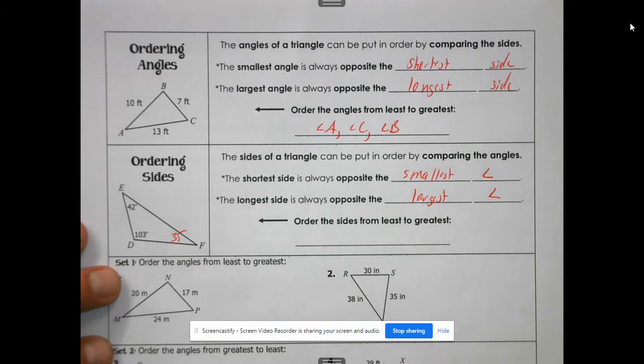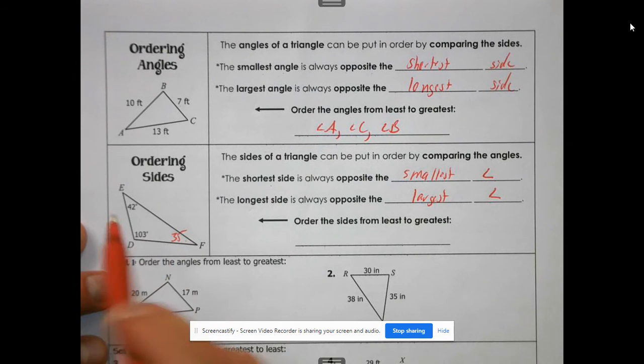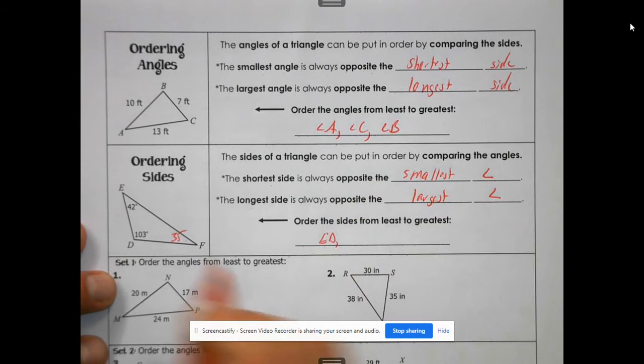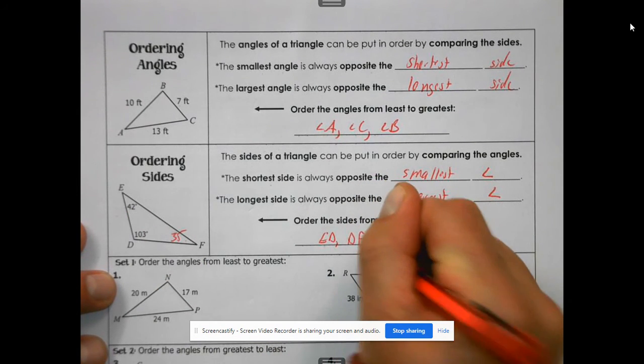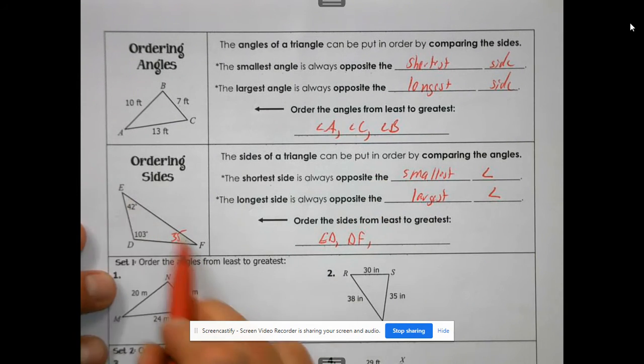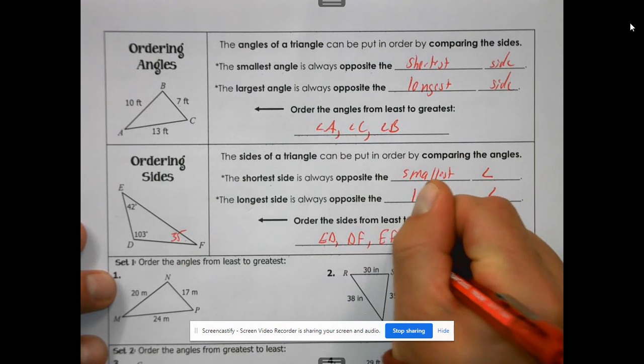Order the sides from least to greatest. The smallest angle is F, so the shortest side would be ED. 42 is up next, that's DF. The biggest angle is 103, across from that, the biggest side, EF. Pretty easy stuff.